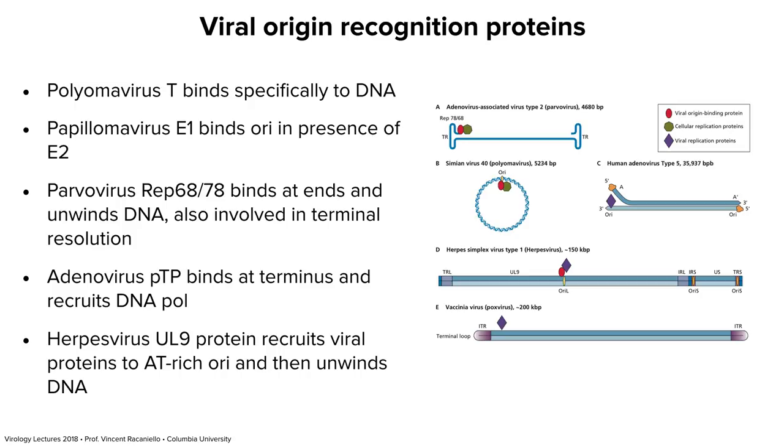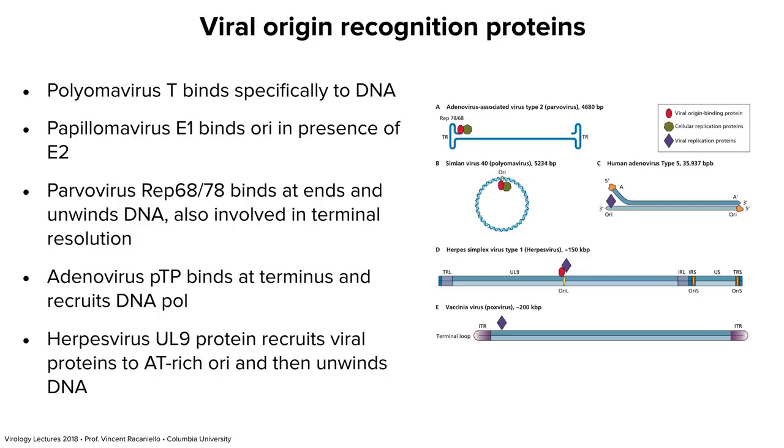The T antigen. We haven't mentioned papillomaviruses. These are viruses very similar to the polyomas. They have an origin binding protein. The parvovirus Rep68/78 is an origin binding protein. The preterminal protein of adenovirus and a protein of herpes simplex. So in every case, there is a protein that binds the origin that helps to get DNA replication started.